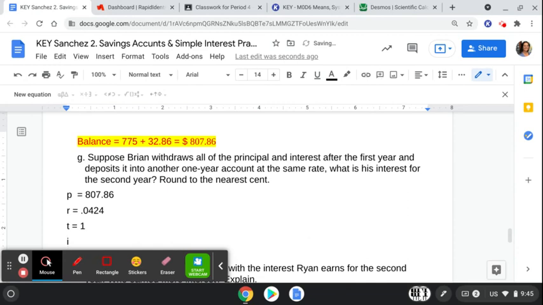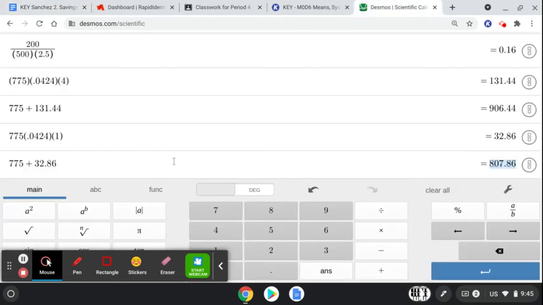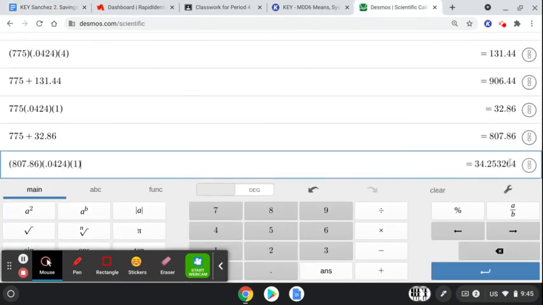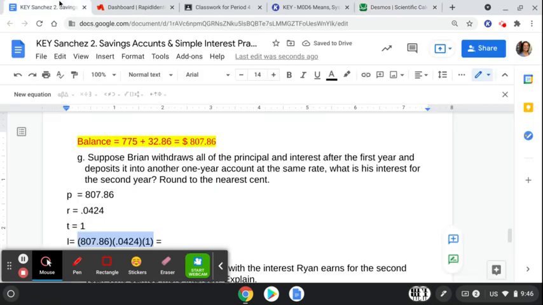So we go I equals principal, higher principal now, 807.86 times the rate, 0.0424, times the time of 1 year. Let's see, instead of earning 32.86 again for his second year, for his fourth year, etc., let's go see how much he earned the second year now. This time, instead of earning 32.86, he's earning 34.25. Slightly higher amount that he earned.